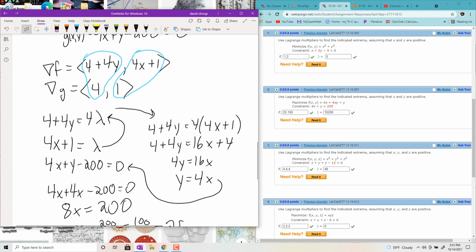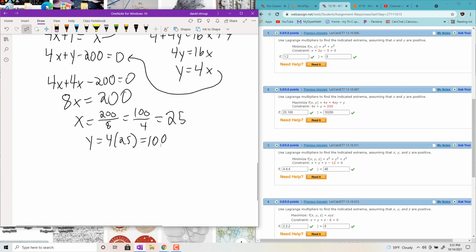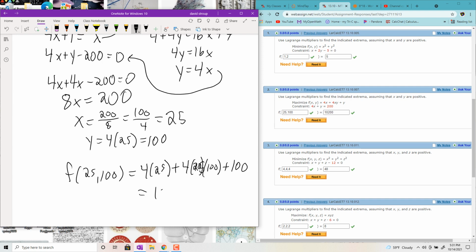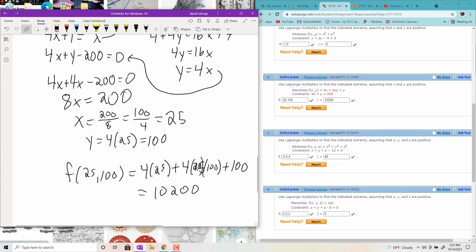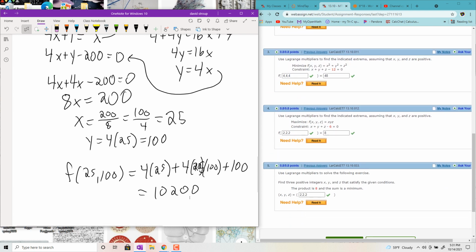And then you put it back into your optimization formula, the thing you were trying to maximize, 25, 100, and that will give you your answer. So it'll be 4 times 25 plus 4 times 100, 25 times 100, and then plus 100, and that should equal 1,200, assuming I did everything right. Okay. So the problems are pretty much all like that.